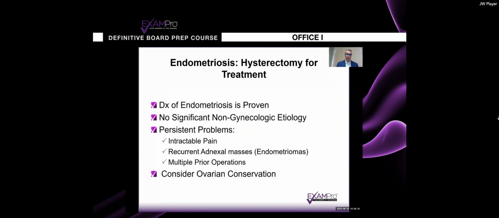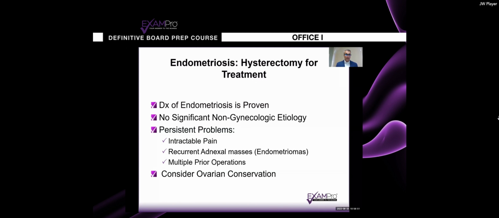Let's talk for just a few seconds about hysterectomy for endometriosis. So when you have a patient who has been refractory to other treatments, she has no other explanation for the pain, the diagnosis of endometriosis has been established, especially if it's been biopsy proven, that always helps. Then definitive treatment has always been hysterectomy with BSO.